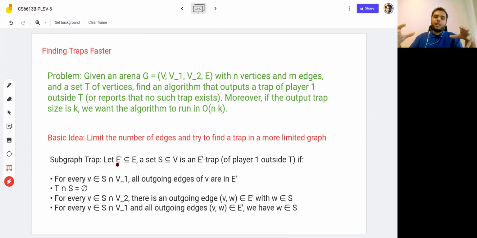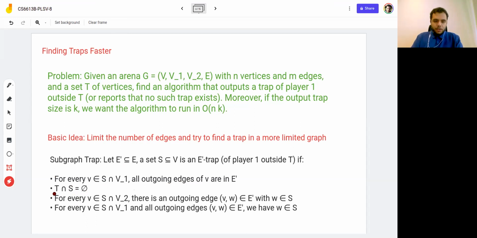So I'm trapping player 1 in a set of edges and a set of vertices. I'm trapping player 1 in the set S of vertices and the set E prime of edges. So the first requirement is that player 1 should not be able to leave my set of edges. So for every vertex V that is in the trap set S and also in the vertex set of player 1, all of the outgoing edges are in our limited set of edges E prime. The second idea is the idea of a trap. It shouldn't have any intersection with the target set. So T intersect S should be empty.